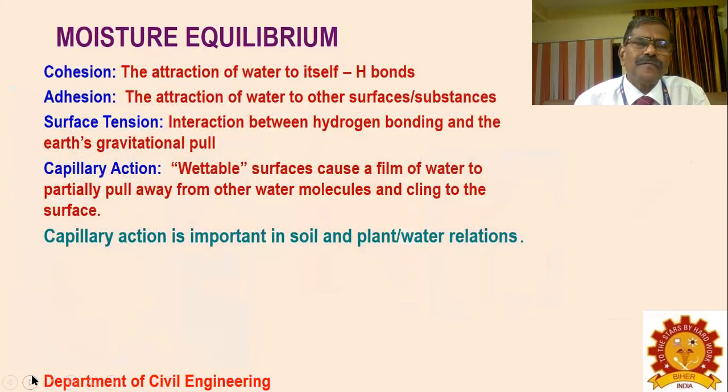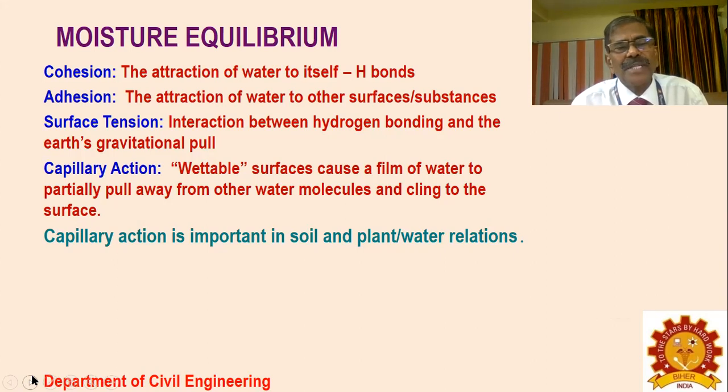Now we'll go to moisture equilibrium in the soil. Soil moisture equilibrium develops because of properties, some chemical, some organic, some physics. The properties are cohesion, adhesion, surface tension and capillary action. Adhesion, surface tension and capillary action are the physics of the moisture. Cohesion and bonding attractions are the chemistry of the water content or moisture content.